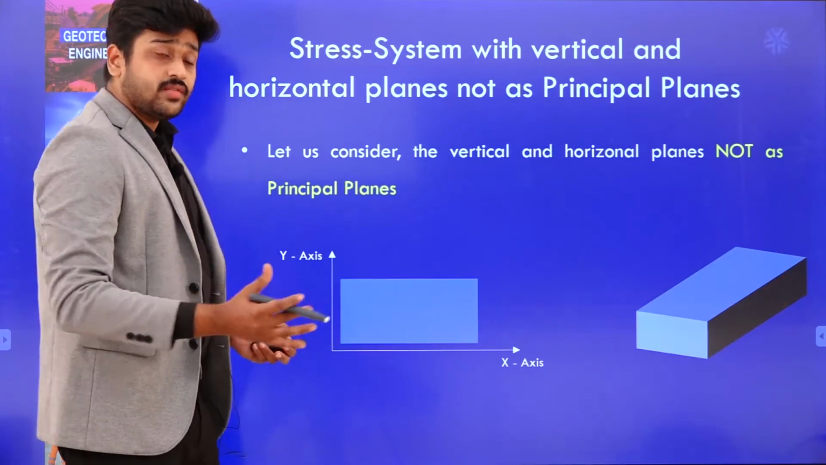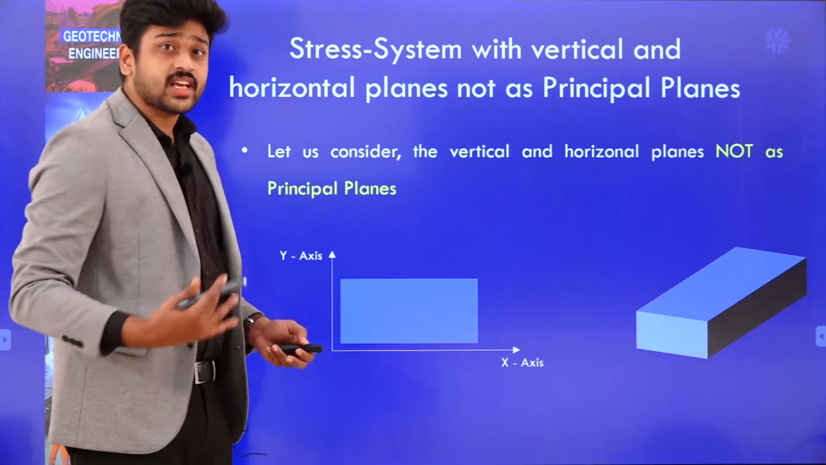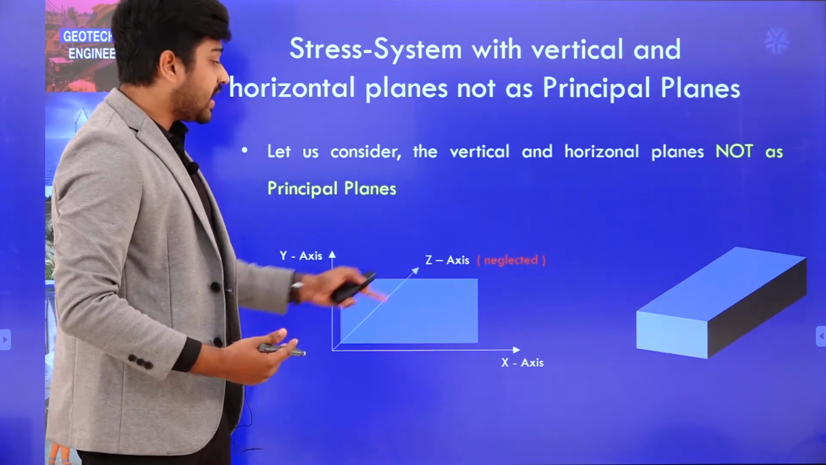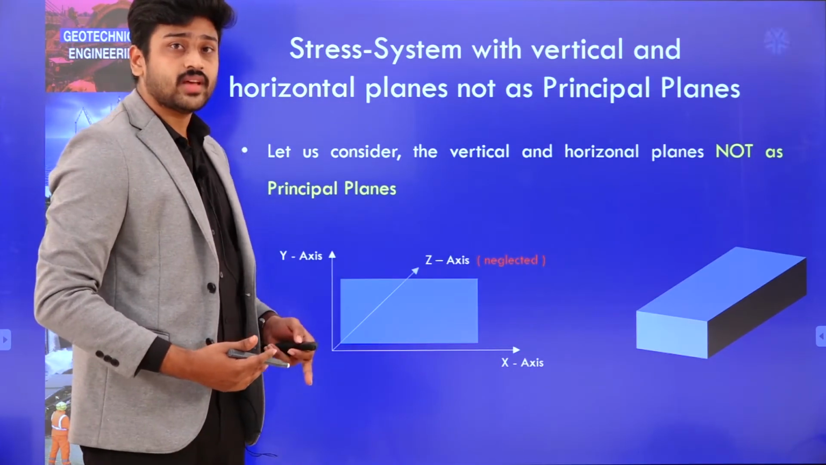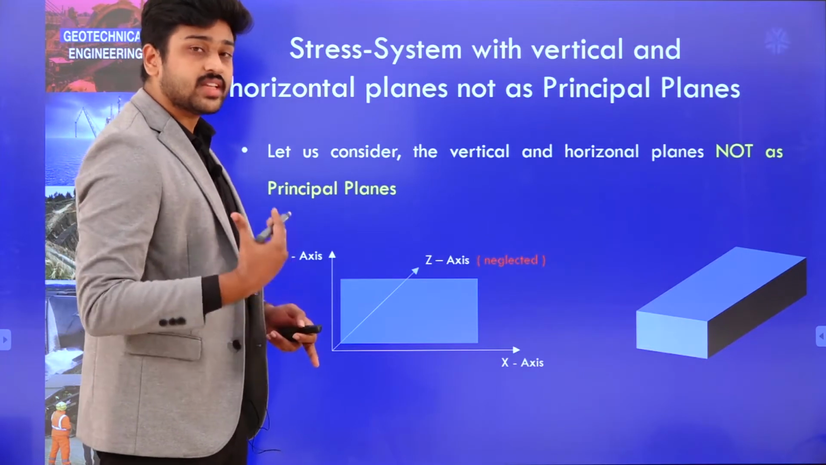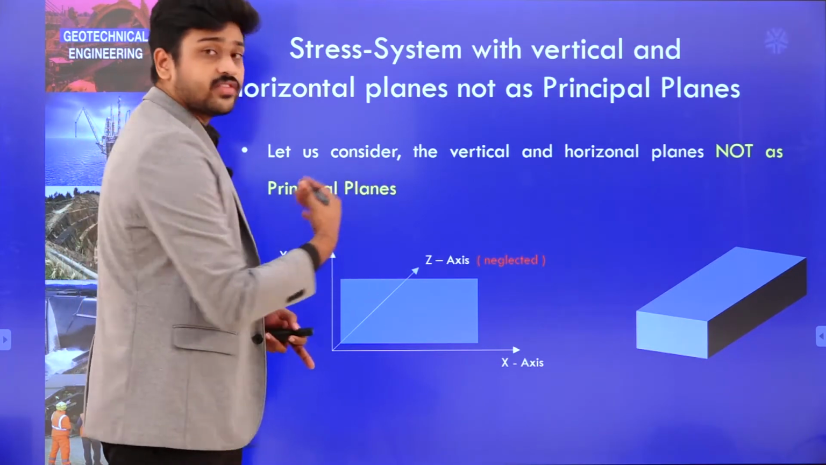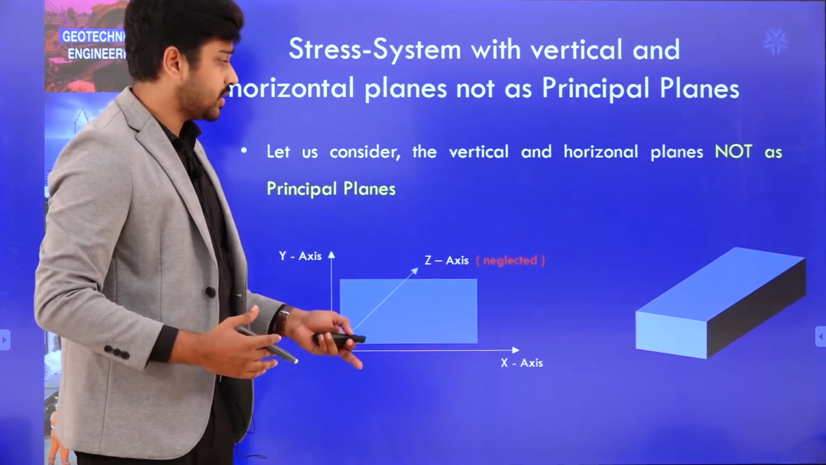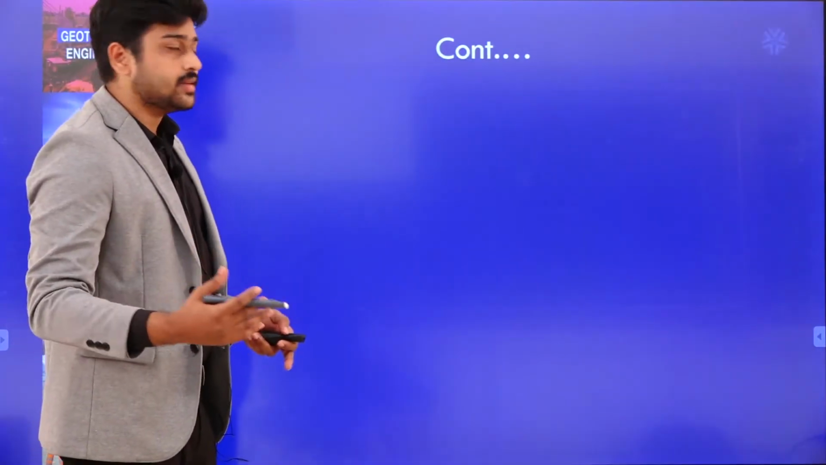That is why we consider a two-dimensional body just like the previous case, with the x and y axes as the coordinate axes, and we neglect the z axis. This is how we use the same method to derive an expression for sigma and tau on the failure plane in this case also. Let us look at this in detail.